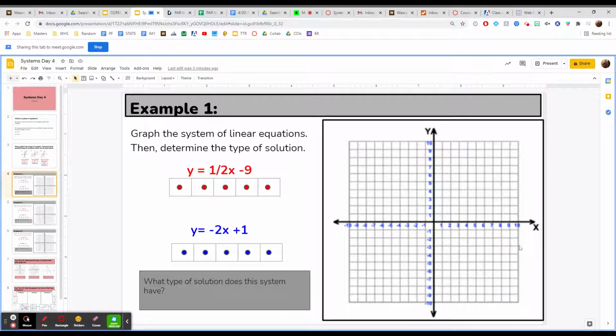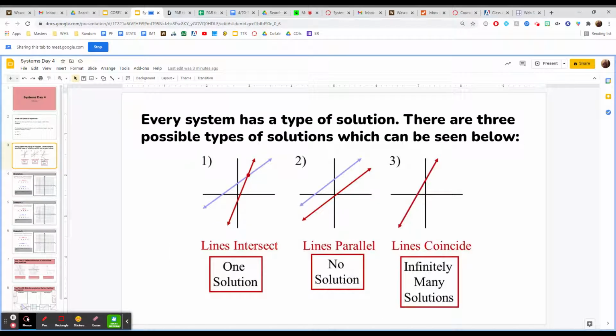Example number 1 on solving systems of equations using the method of graphing. We have to graph the system of the two equations and type the solution, the type of solution. Just a reminder, we have three different types of solutions. We have one solution if the two lines intersect one another, and we have no solution if the lines never intersect, and we have many solutions if the lines, when you graph them, are on top of each other.